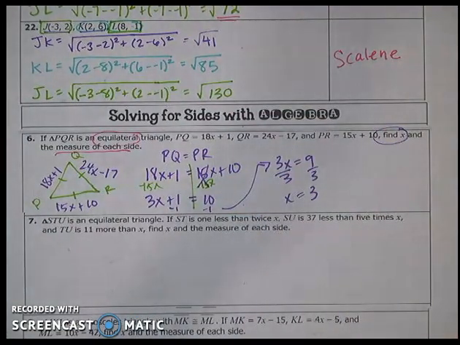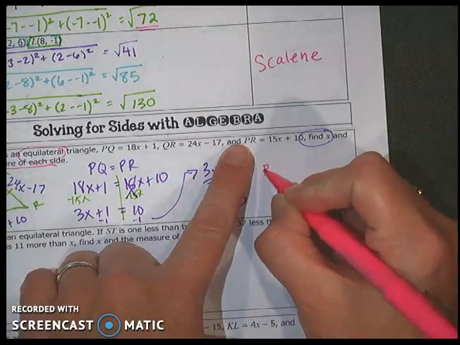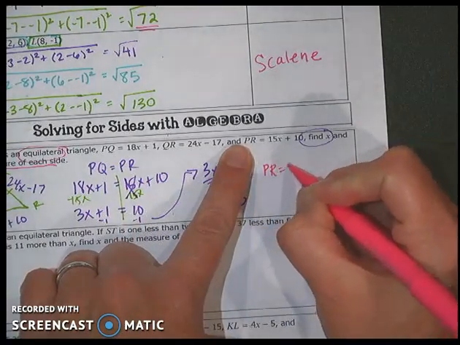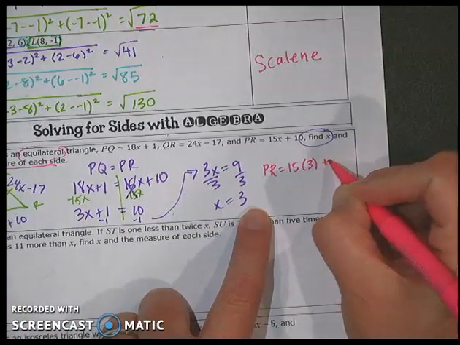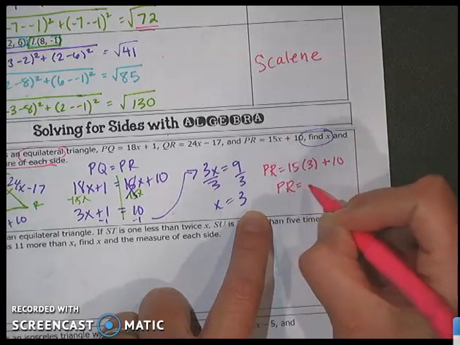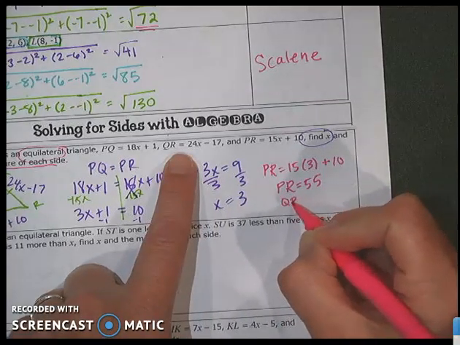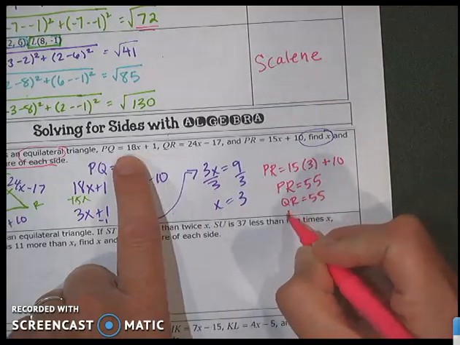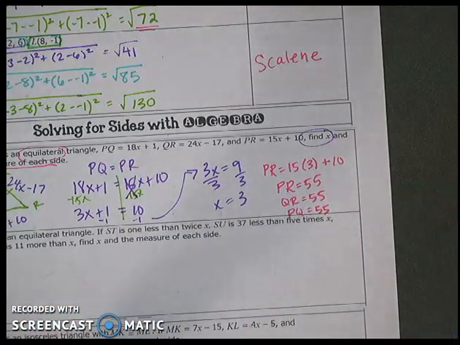I don't need to plug into all of them. I need to plug into one of them because we know that they're all the same. So I'm going to use this PR. PR is equal to 15x, and x is 3, so 15 times 3 plus 10. So I know that PR is equal to 55, which means that QR is equal to 55, which means that PQ is equal to 55. So all three of those sides are 55. Let's go ahead and read through the next one.